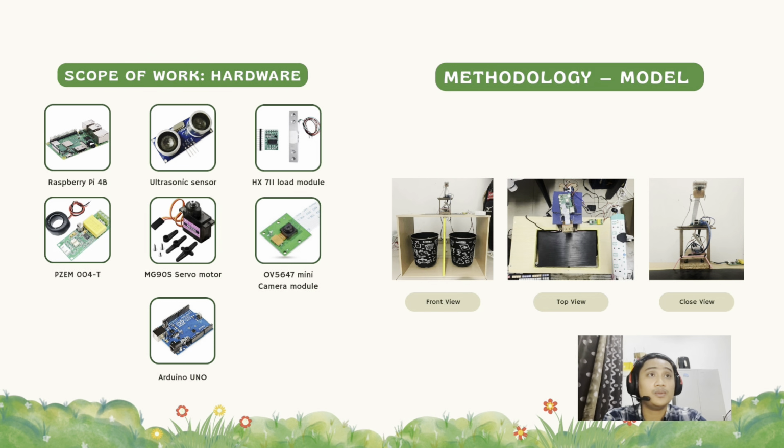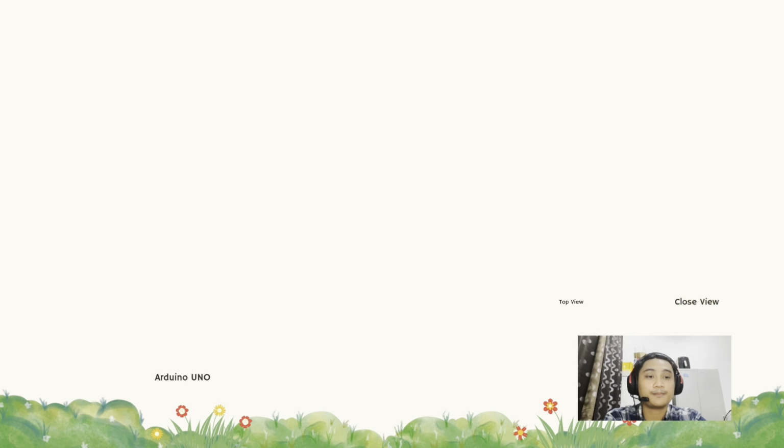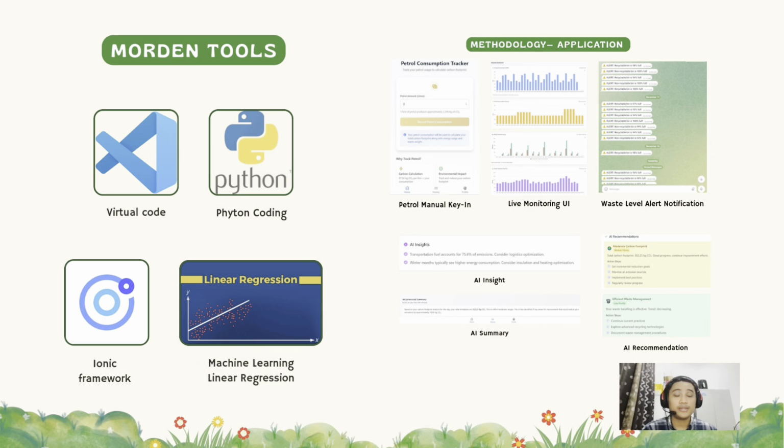In the close view, we can see that the camera is integrated for classification of waste, and the motor will do the segregation. In the top view here, we can see that the current sensor is connected to the extension, where it will calculate the kilowatt hour measurement and send it to the Raspberry Pi to do the calculation of the carbon footprints.